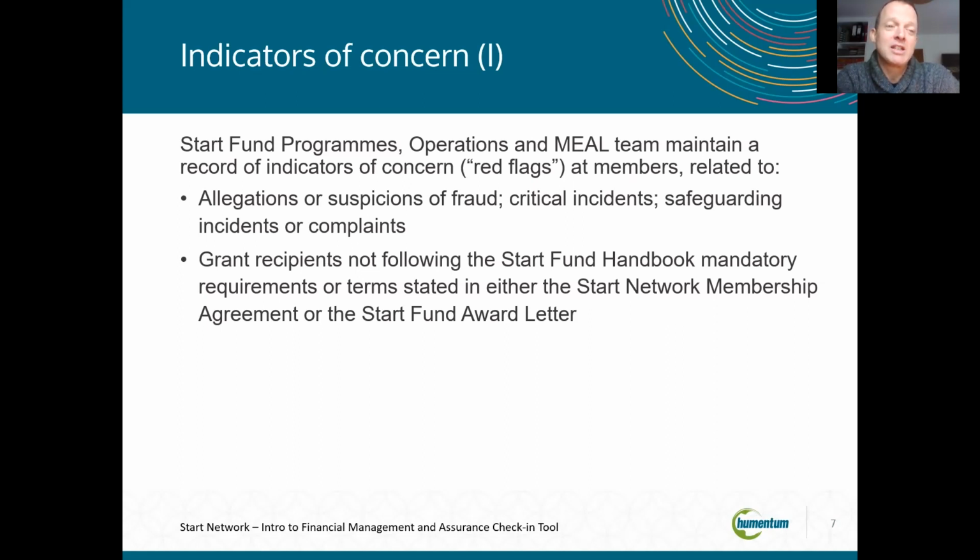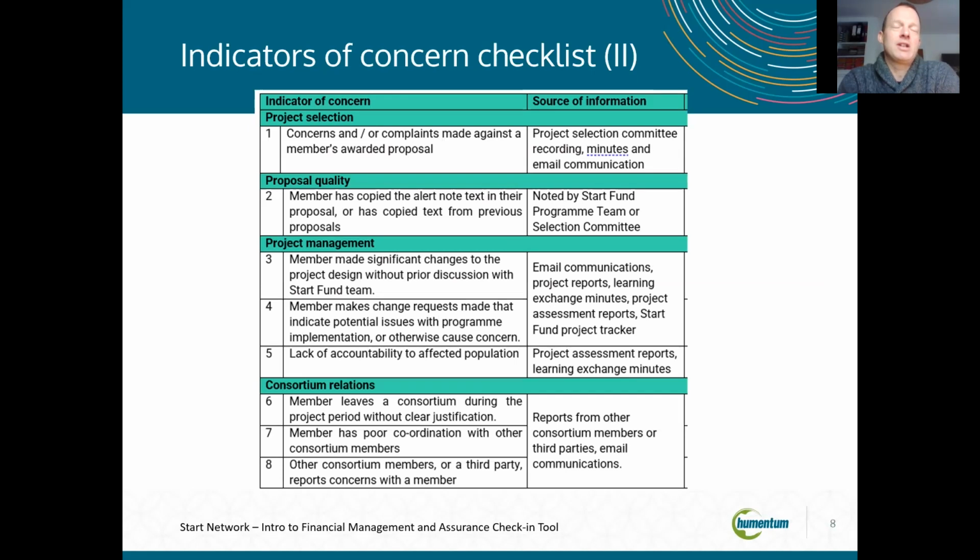So these would be key indicators of concern, and they can be flagged up by the Start Fund programs team, the operations team, or the monitoring and evaluation and learning team. And there's a checklist to help the Start Fund and Start Network team observe potential issues at members. For example, a screenshot of the checklist is included here, and it has 2 pages actually. And these are just typical examples of issues that have been identified with network members and also with Start Fund recipients previously.